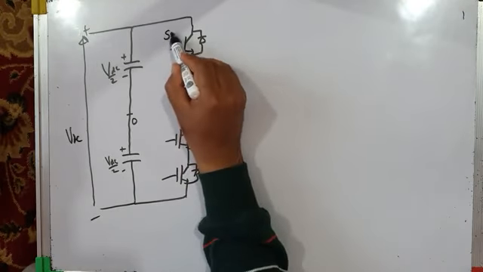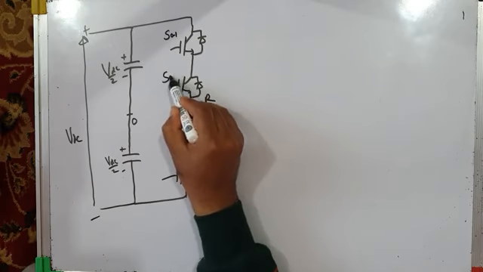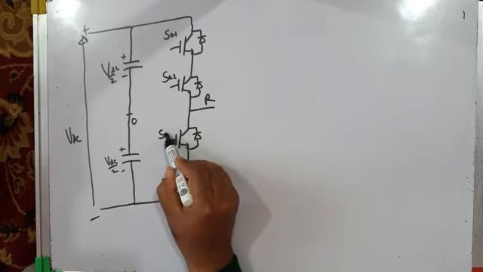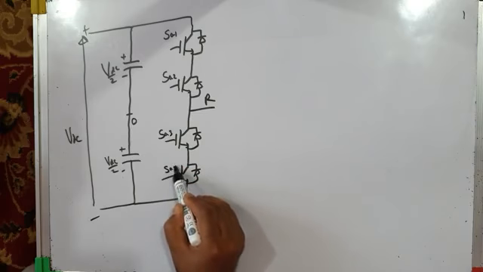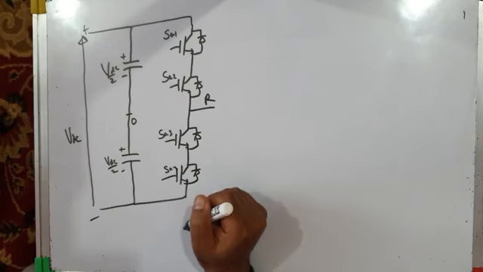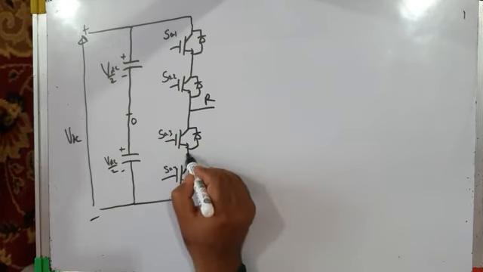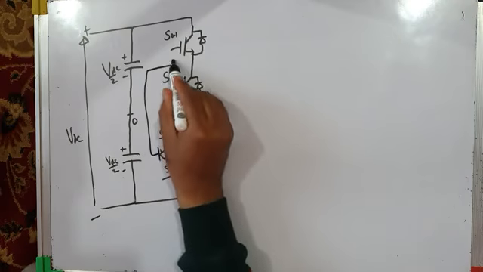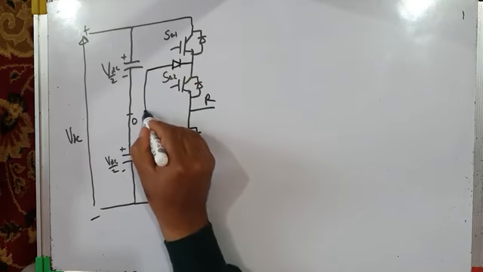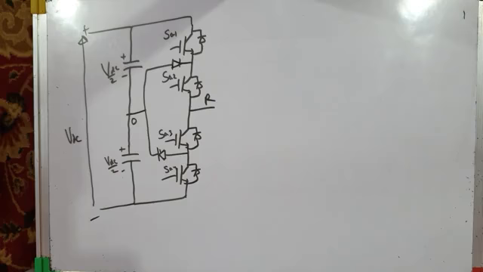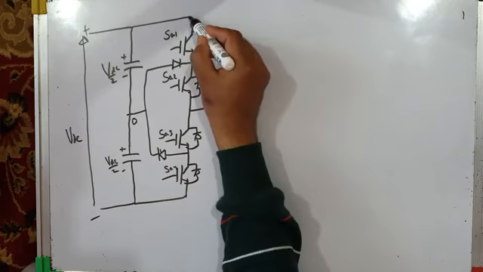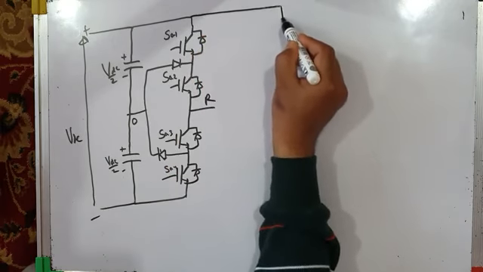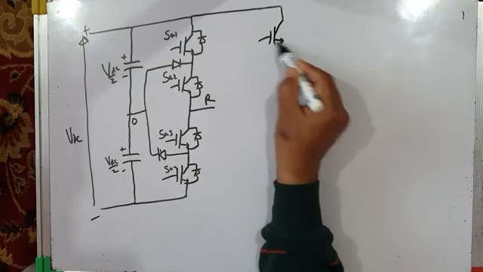Let us call this switch SA1, this SA2, this SA3, and this SA4. A stands for phase A. Okay, and then we have clamping diodes. You already know we have clamping diodes also like this. These are the clamping diodes, and they are connected like this. So that's about phase R. The same structure will be there for phase Y and the same structure for phase B.